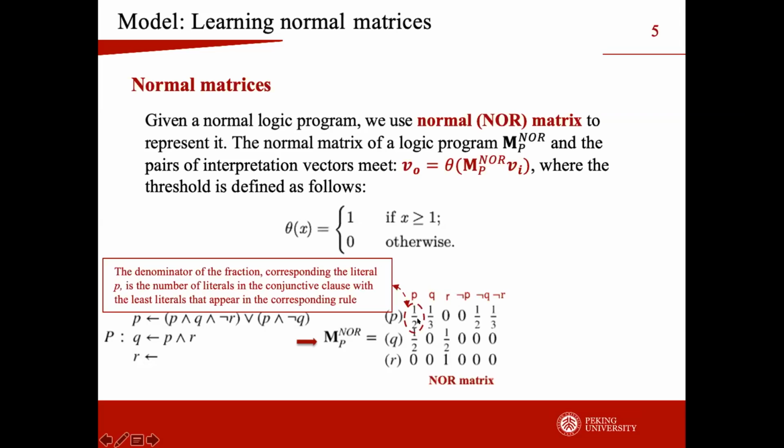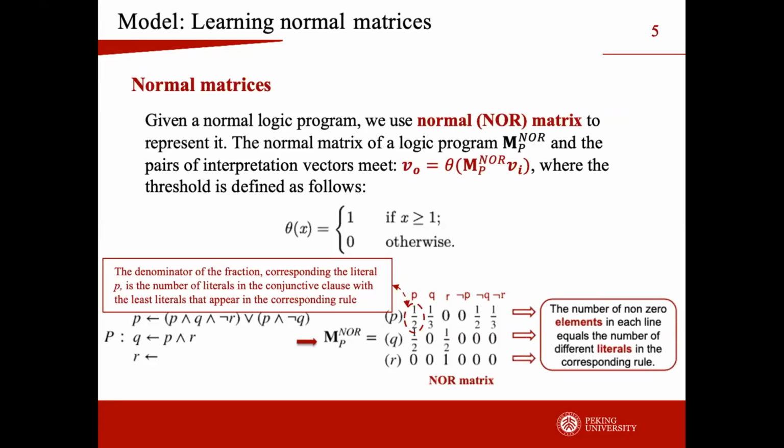For the first element, let's see how we calculate it. The denominator of this fraction corresponding to the literal P is the number of literals in the conjunctive clause with the fewest literals that appears in the corresponding row. We can see the variable P in this row, the P and the negative Q only have 2 different literals, so the value of this position would be 1.5. Similarly, we can calculate the other values in the rest of the positions. We can see the number of non-zero elements in each line equals the number of different literals in the corresponding row.